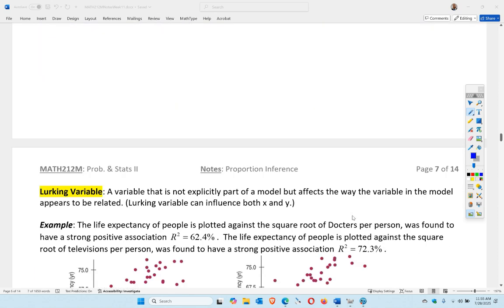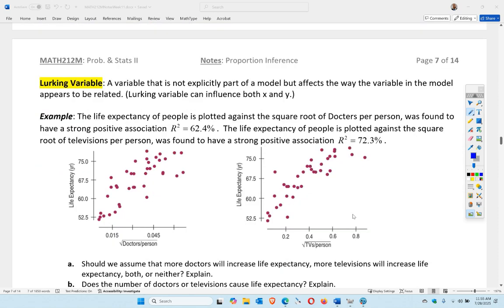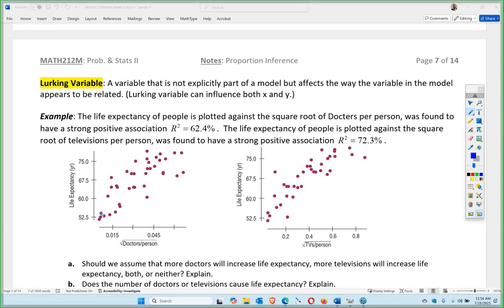Okay. Lurking variables. So let's say we try to make it linear. In the beginning it wasn't very linear, so we did some manipulation by doing the square root of doctors per person. We manipulated the x data, and we manipulated the x data for TVs per person, and we modeled them to make them linear. So originally if you did life expectancy on the y-axis and doctors per person on the x-axis, it wasn't linear. But if I took the square root of it, it made it linear, right? And then you did TVs per person and life expectancy. It wasn't linear, but if I took the square root of it, it made it more linear.